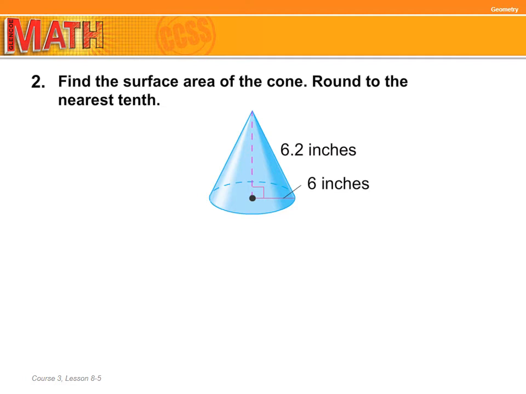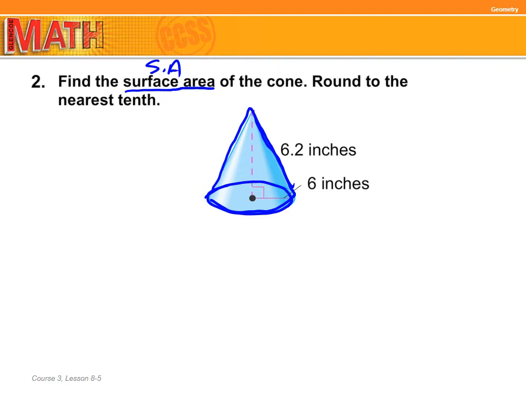Example number 2 asks us to find the surface area, so SA, of the cone, round to the nearest tenth. So the surface area is taking my slant height and the circle, or my radius. The surface area is asking us to cover everything. So we need to cover this cone. We need to cover the cone part, the triangle looking part, and we want to cover the bottom part.